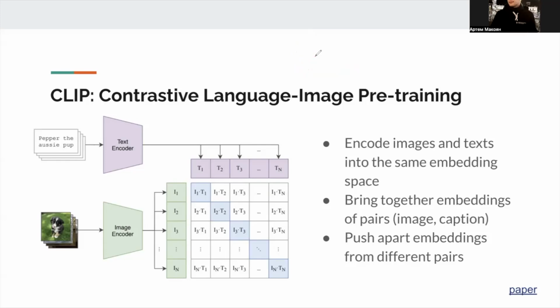So there are coordinates in the same space, and we want to bring together embeddings of pairs, so an image and its caption, for example, an image of a puppy and the text 'it is a puppy.' We want to bring them together in this space and push apart embeddings from different pairs. For example, an image of a fox and the text 'this is a puppy.' We want to push them apart. This is the idea of CLIP. So the data is pairs of an image and its caption, and the architecture is like this.